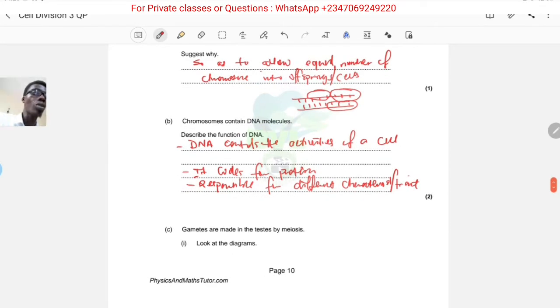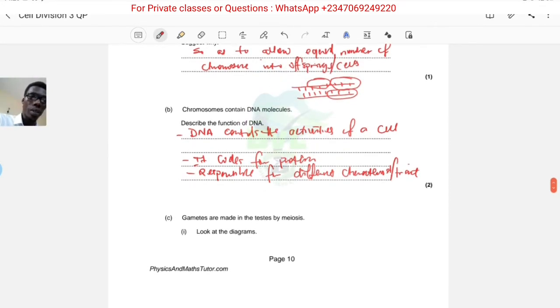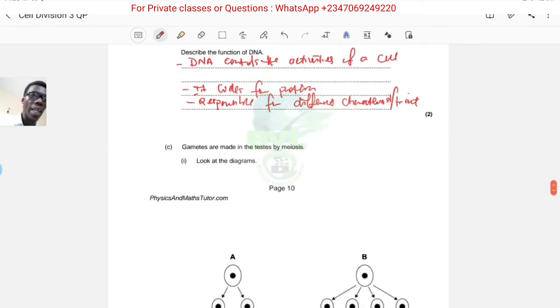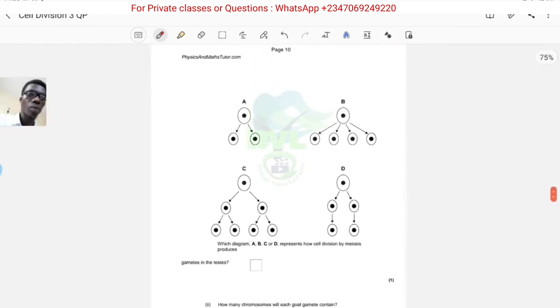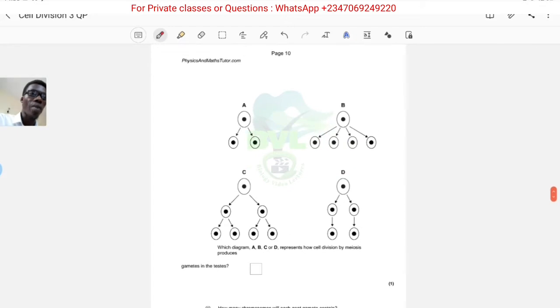So I think I actually wrote 3 points. Gametes are made in the testes. Look at the diagram. Okay. Like I always say, please pause the video first and attempt the question. So gametes in the testes. So this one. Which diagram, A, B, C, or D, represents cell division by meiosis?